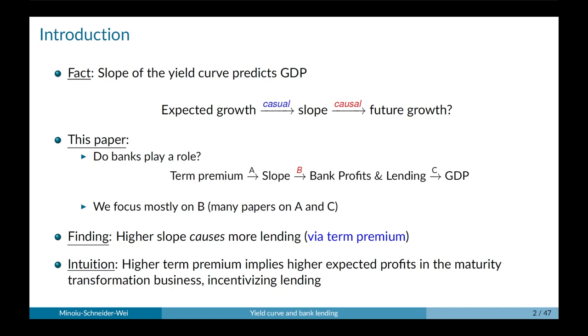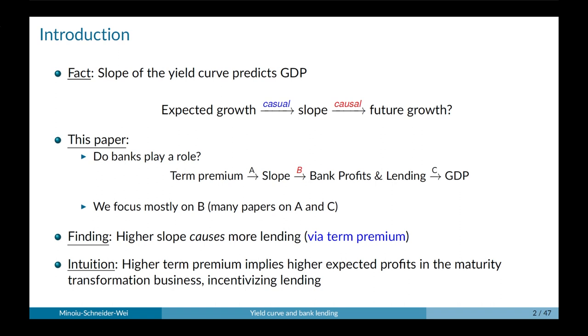But it could also be that long-term rates respond to changes in the term premium. In that case, it's possible that the yield curve predicts future growth with a causal element. It is this potential causal channel, shown in the second part of the first equation of the first line, that is our interest. In particular, we want to examine if banks play a role in this potential causal channel by which the slope, through term premium fluctuations, may affect future growth. So to give you the full chain of causation, we're interested in how fluctuations in the term premium affect the slope. In turn, the slope affects expected bank profits and lending. And finally, that increased bank credit affects GDP growth.